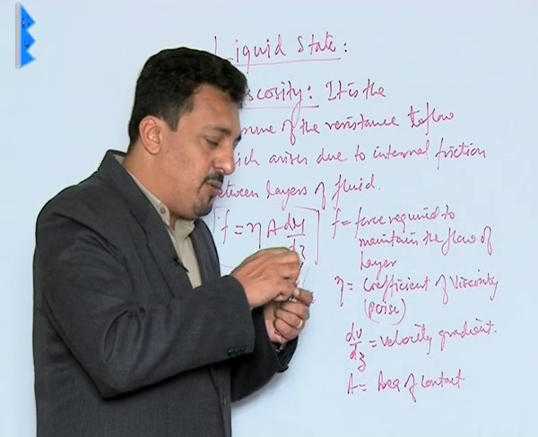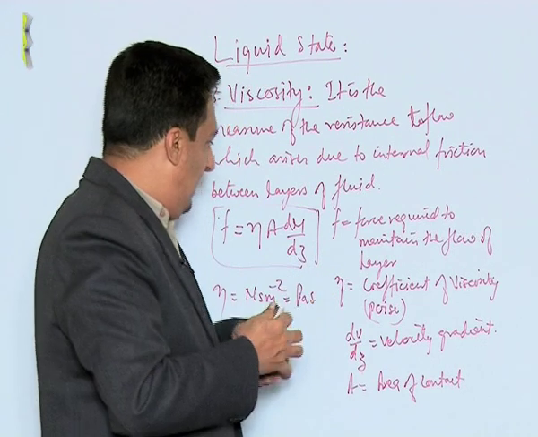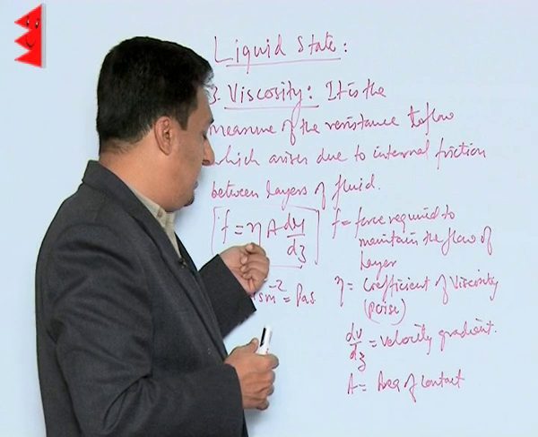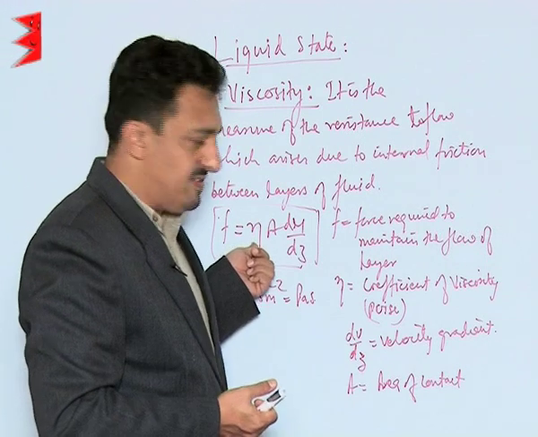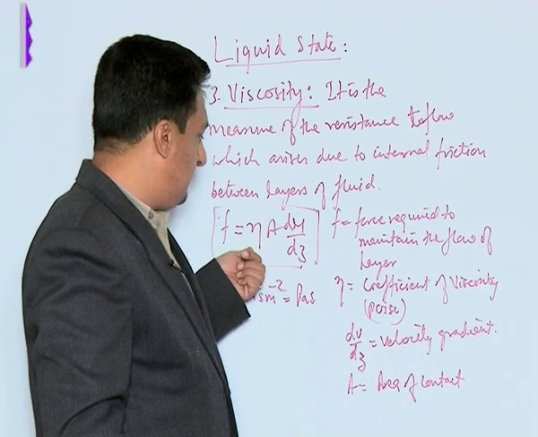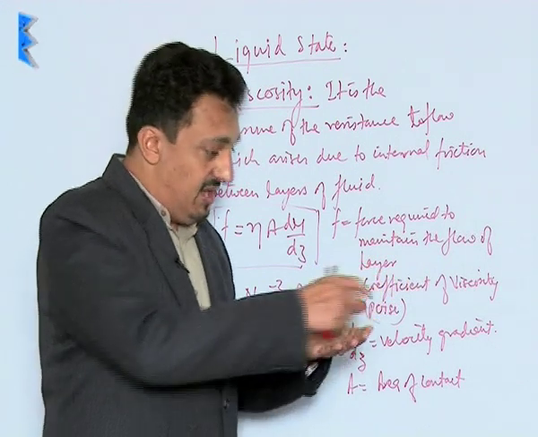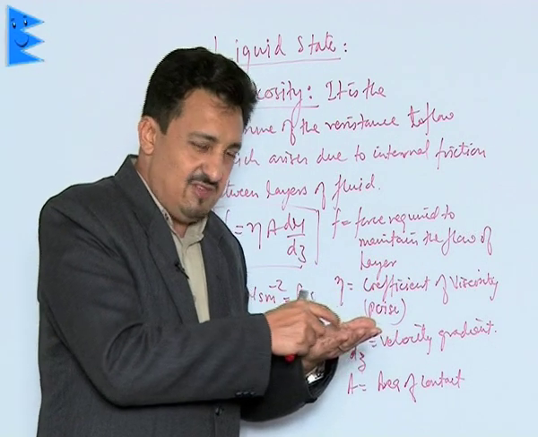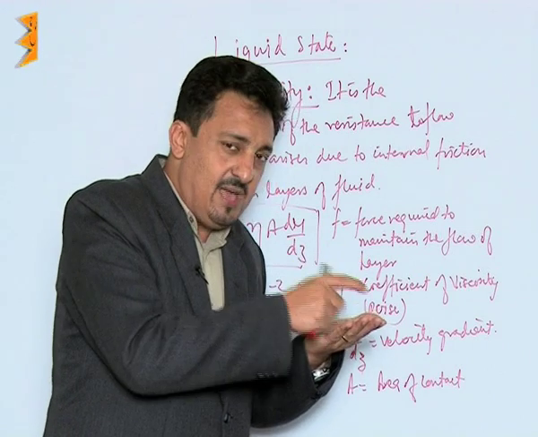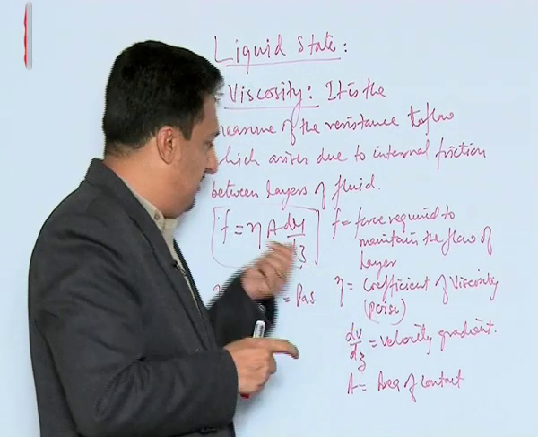Now you need to apply a force in order to make a layer slide over the other, and this force is expressed by a formula: F = ηA du/dz. You need to know this is the formula of viscosity, or the force required to maintain the flow of the layer, because they are definitely experiencing a frictional resistance, they will not flow on their own. So in order to make that particular layer of a liquid flow continuously above the other, we need to put a certain force, and that force is given by this formula.